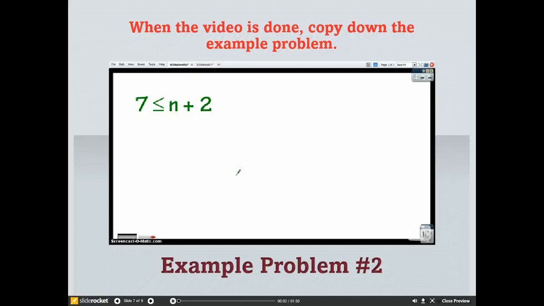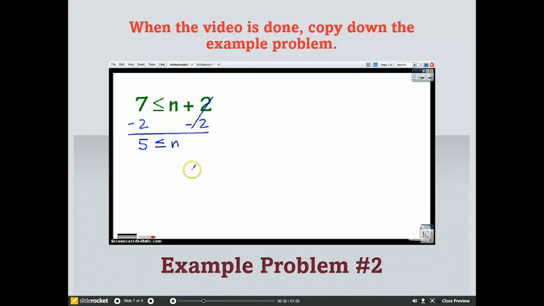Alright, so let's try another problem. In this case, we've got 7 is less than or equal to n plus 2. So again, with addition and subtraction, we can treat it just like an equation. We're trying to get rid of the plus 2, so we're going to subtract 2 from this side, and what I do to one side of the inequality, I do to the other. Now, over here on the left, we get 7 minus 2, which is easy, that's 5. Less than or equal to symbol drops down. And then over here, n, and then the plus 2 and minus 2 cancel each other out because they're opposites.